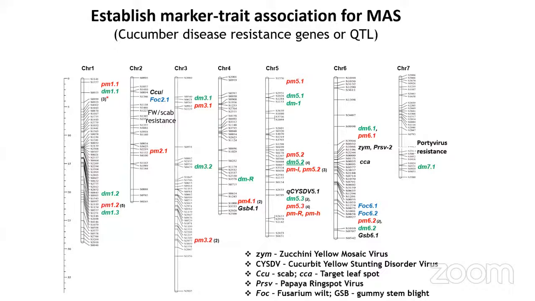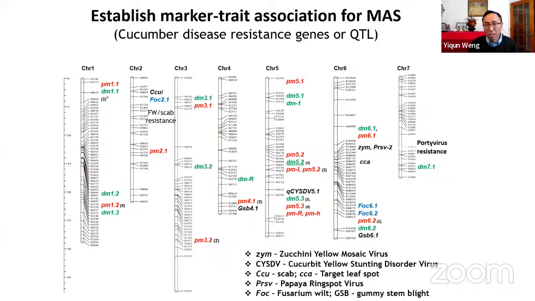Over the last 10 years, a number of genetic studies identified genes and molecular markers for targeted traits, and in this example, some disease resistance genes or QTL which have been mapped and cloned. In the last couple of years, there have been several recent reviews about the genes and QTL with molecular markers in cucumber. If you are a cucumber breeder, you should have a better understanding of what kind of traits and what kind of molecular markers we have for particular traits, which could be used for marker-assisted breeding.